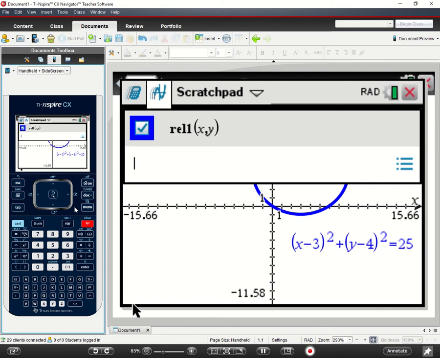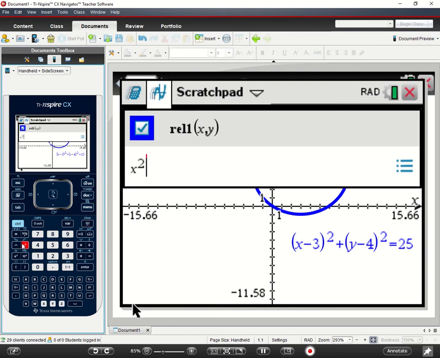All right, so we're going to do the one that we have in red, the one that I circled. It was x squared plus y squared minus 2x minus 4y minus 4.